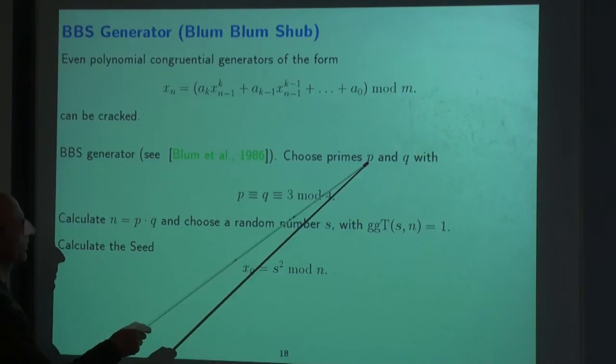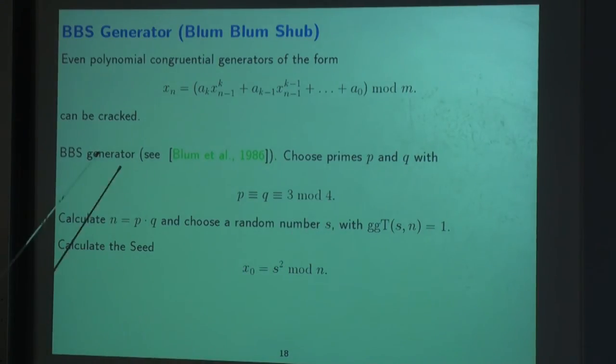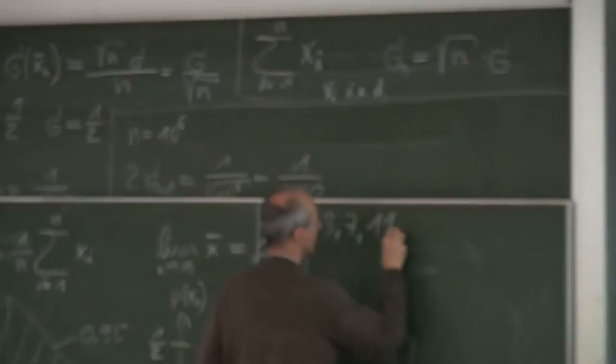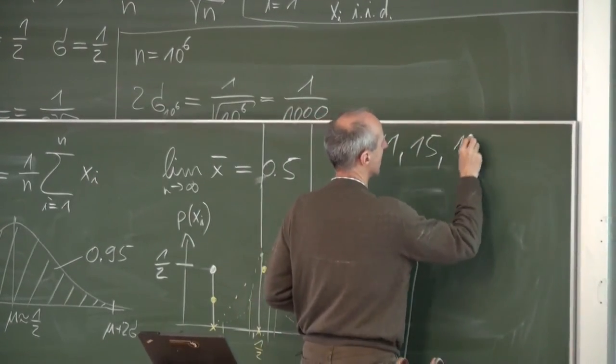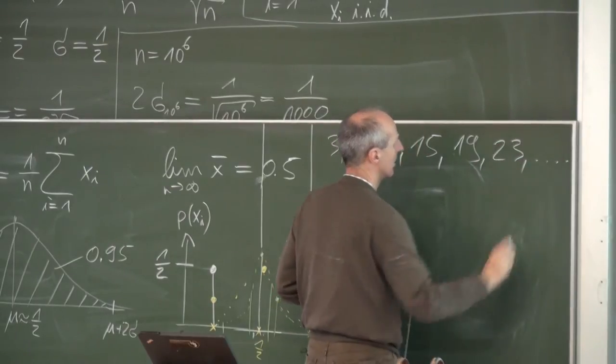First, we have to choose two primes, P and Q. And these two primes both have to be congruent to 3 modulo 4. What does that mean? That means if you divide these primes P and Q by 4, then you need to get a remainder of 3. Now, which numbers are of this type? Of course, 3 is such a number. Then 7, 11, 15, 19, 23, and so on.